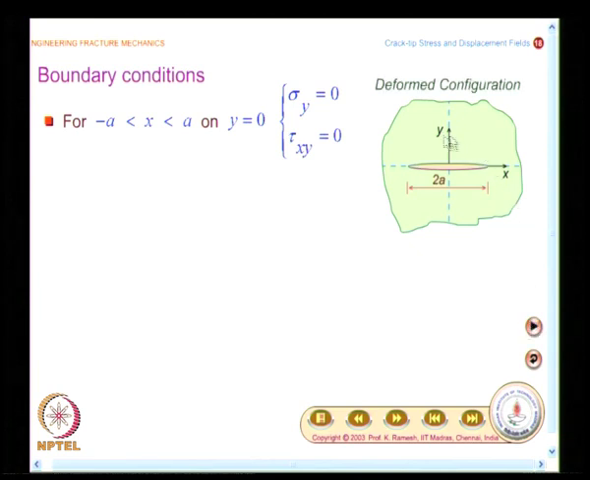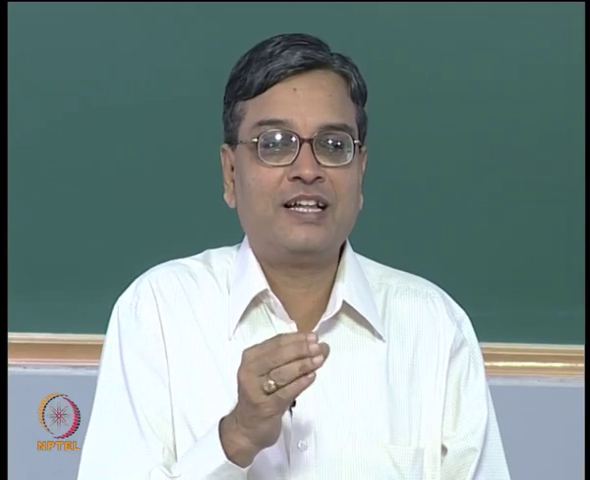This is what I have mentioned, that I am showing the deformed configuration for clarity. And another thing you observe, whenever I show the deformed configuration, the crack is opened up like an ellipse. There is a reason behind it. We have not really looked at the displacement field. The moment you look at the displacement field, the crack faces would open up like an ellipse.